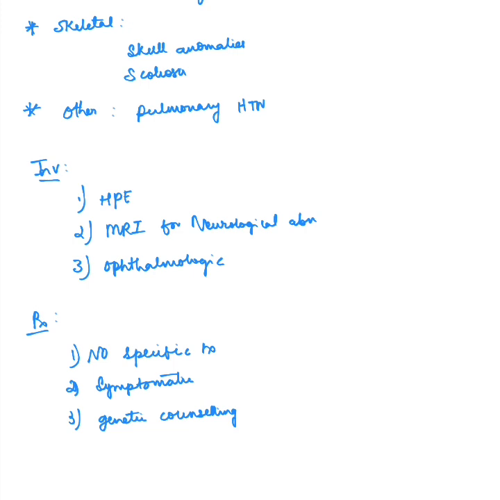And brain MRI is necessary for assessing any neurological abnormalities, or if there are any functional neurological abnormalities, then MRI is mandatory. Then for ophthalmological abnormalities, it is necessary that we do an ocular examination.